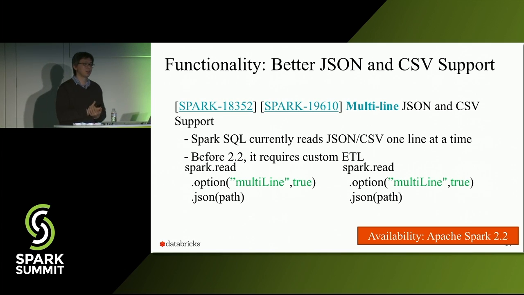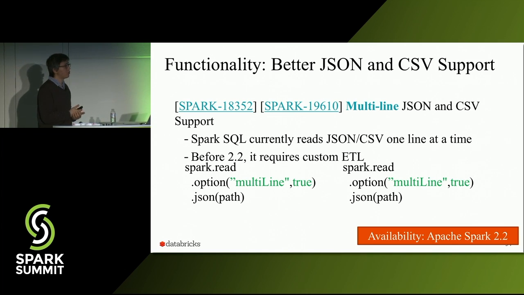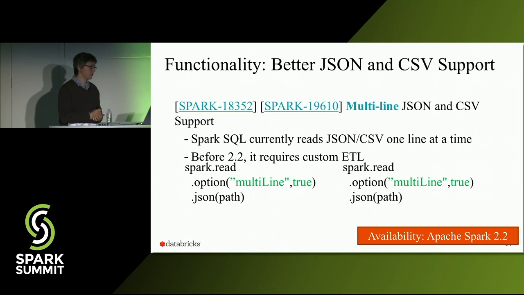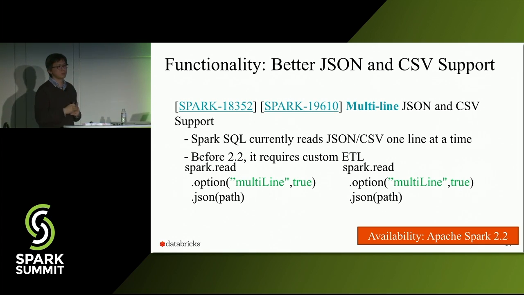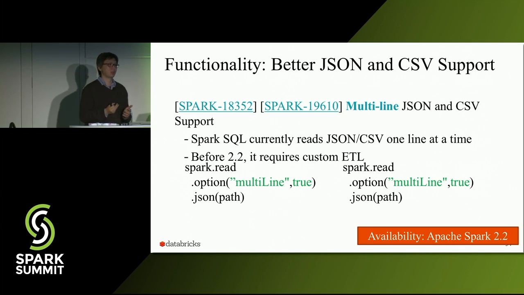We also support multi-line JSON and CSV since 2.2. Before, when we parsed the JSON and the CSV, it was only one line per record. Otherwise, if your records cross multiple lines, we'll treat them as corrupted records. And you can enable that.